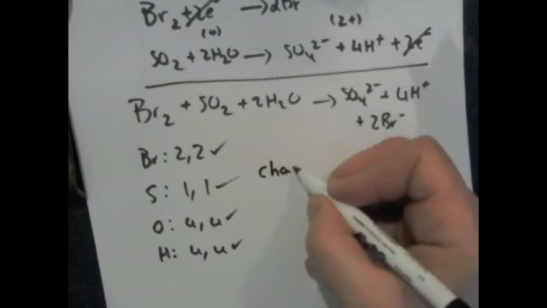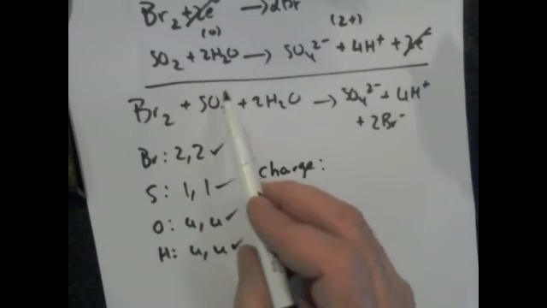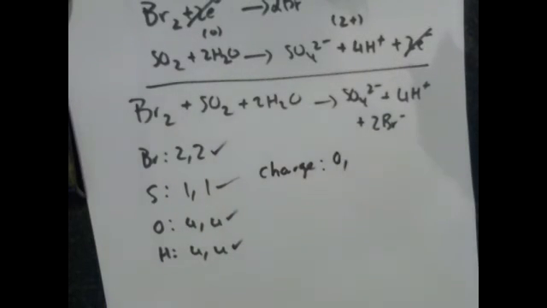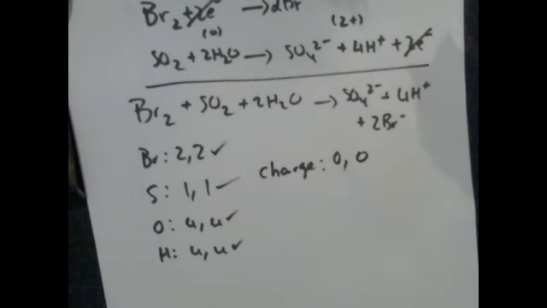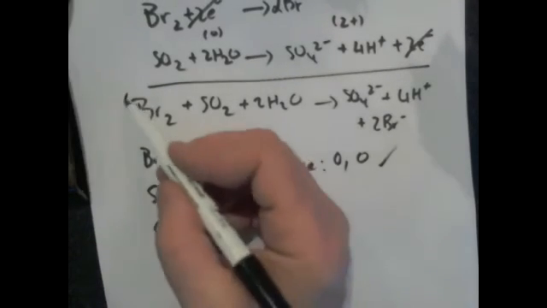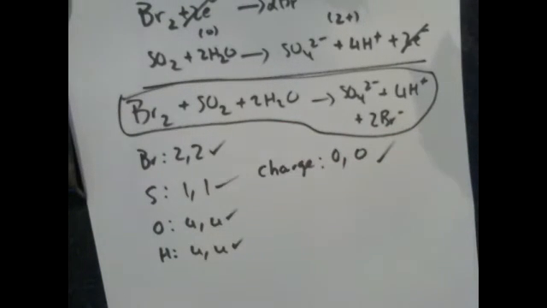And then finally, I want to look at my charge. So I've got no charges over here. And then I've got a bunch over here. I've got 2 minus and then another 2 minus, that's 4 minus, and then 4 pluses, so overall that's 0. Okay. All right, so it looks good. I'm really confident. Once I added in those 2 bromides there, everything seemed to work out okay.